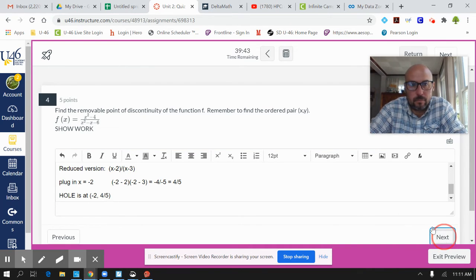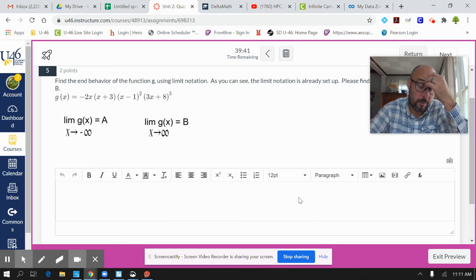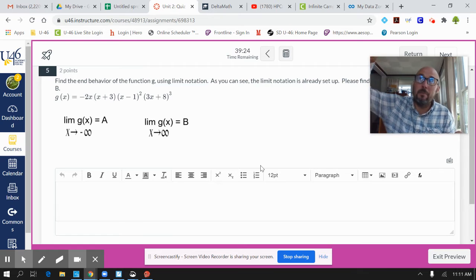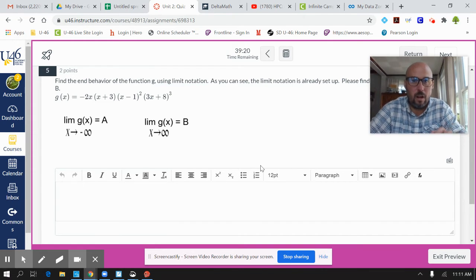Next, end behavior. This is not a rational function. This is a polynomial. And polynomials are continuous. They're always continuous. And they just go on forever. The domain is all real, and the end behavior either goes up to infinity or it goes down to infinity. Always for polynomials, always. It'll never approach a real number. It'll either go up to positive infinity or negative infinity.